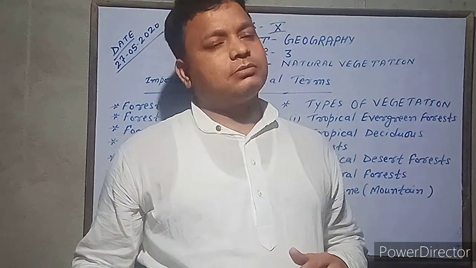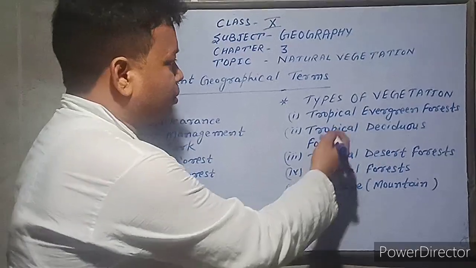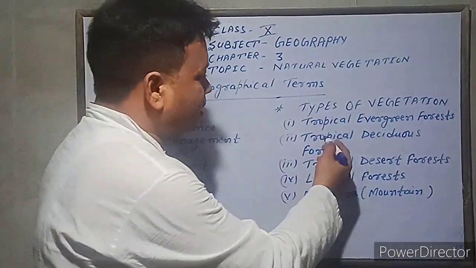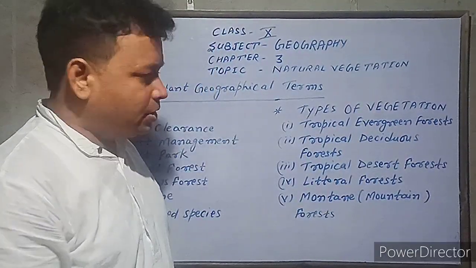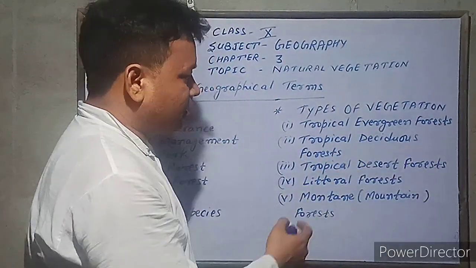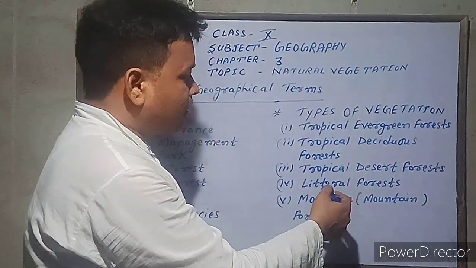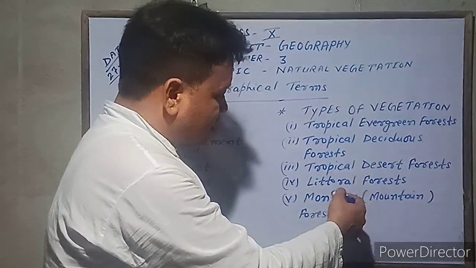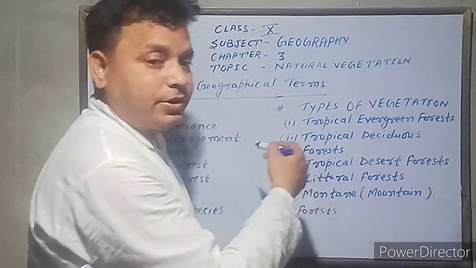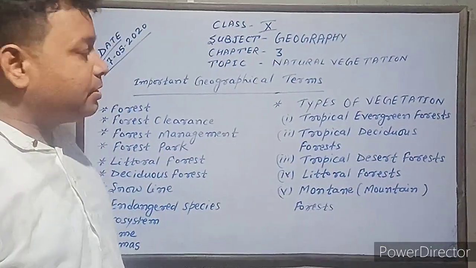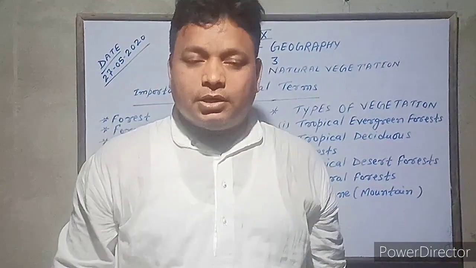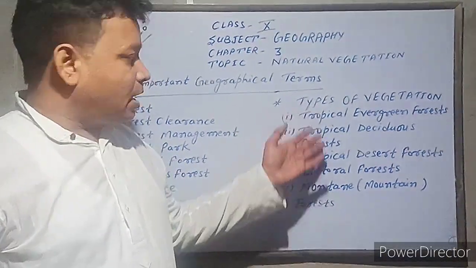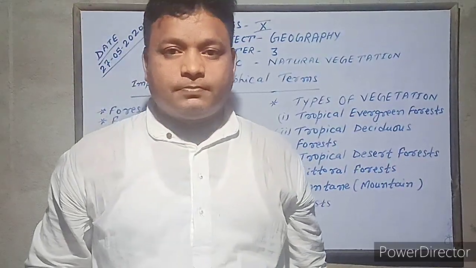Now student, I am going to teach about types of vegetation. In types of vegetation, I will deal with tropical evergreen forest, tropical deciduous forest, tropical desert forest and littoral forest, and after that I will discuss mountain forest. Student, I am going to talk about India. In India, 5 types of forests are found. I have already told you the names of these forests.